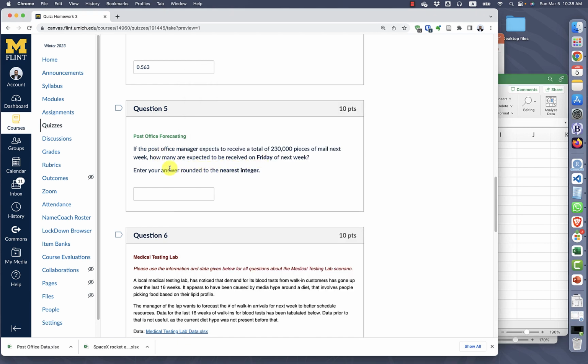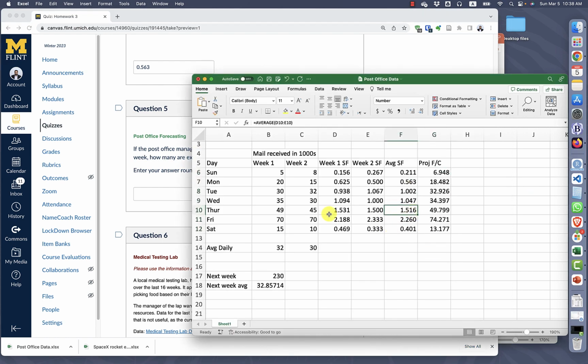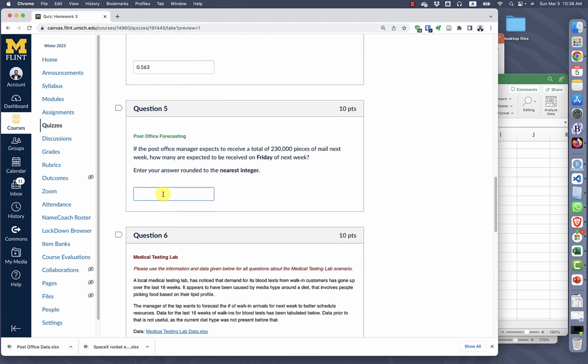And it says, enter your answer to the nearest integer. How many pieces of mail are expected on Friday? So we look at Friday, and we expect 74.271. So we'll just multiply it by 1,000 to get the actual pieces of mail. So it's 74,270.83. To the nearest integer, it's going to be 74,271.